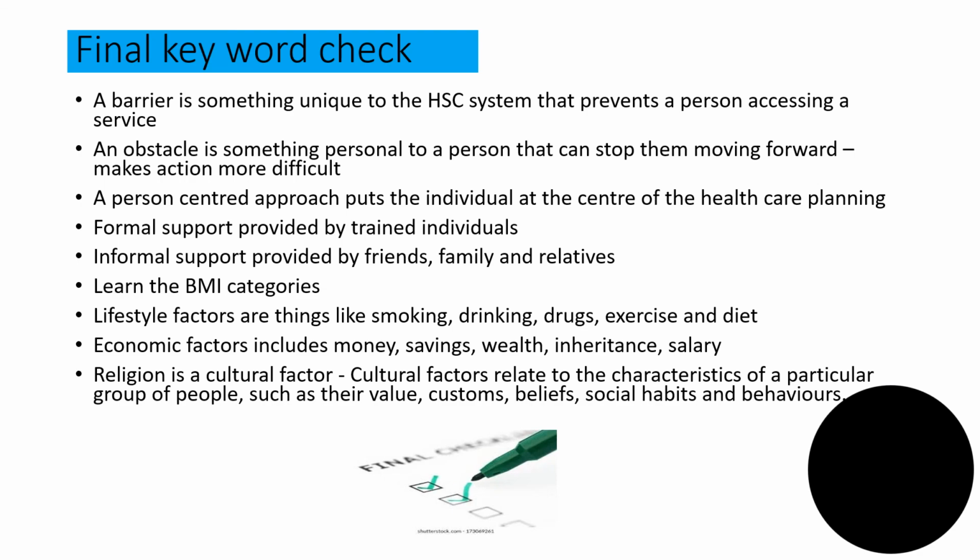You need to learn the BMI categories. This is really important. Lifestyle factors are things like smoking, drinking, drugs, exercise, and diets. Please be aware that this question is most likely to appear in a paper. Economic factors includes money, saving, wealth, inheritance, and salary. Lots of people get economic and environmental mixed up. And religion is a cultural factor. Cultural factors are related to the characteristics of a particular group of people, such as their values, customs, beliefs, social habits, and behaviours.